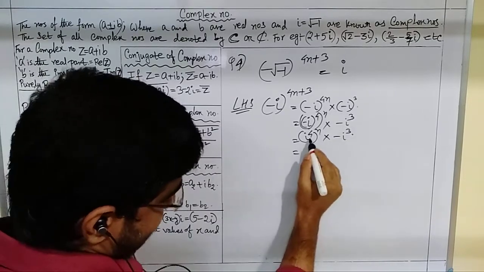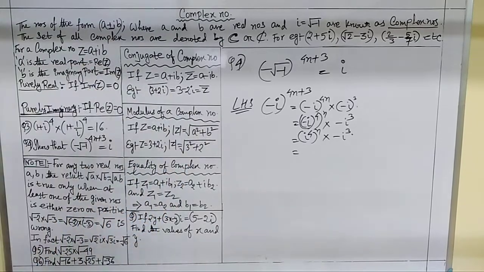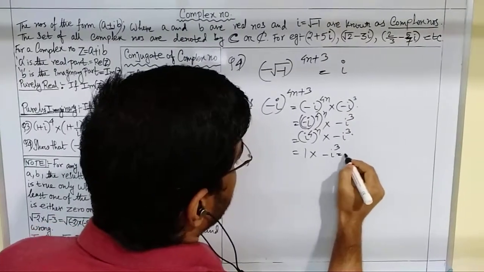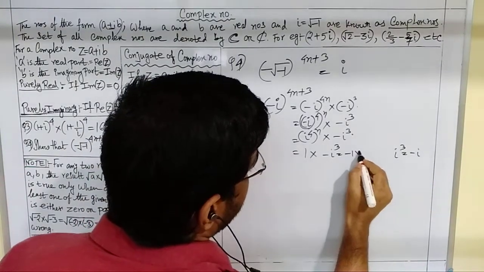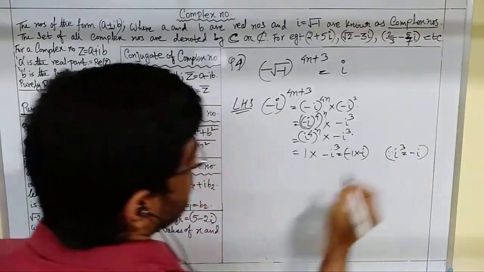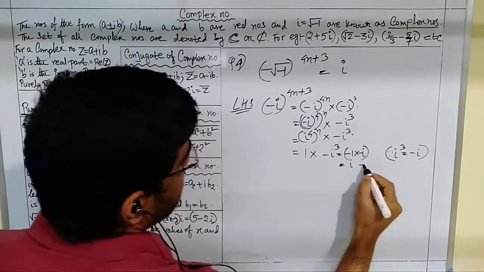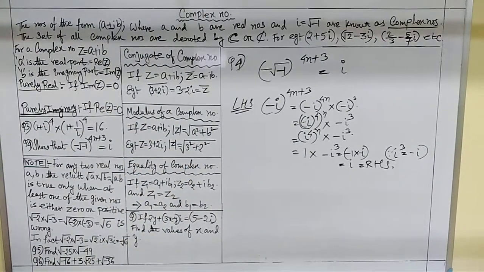Again, I to the power 4 is 1. So 1 to the power n will be 1 only. So this is 1 into minus I cube. I cube, we all know, is minus I. So minus 1 into minus I, since I cube is minus I, so this is I, and this is the RHS. I hope this problem is also clear to you.